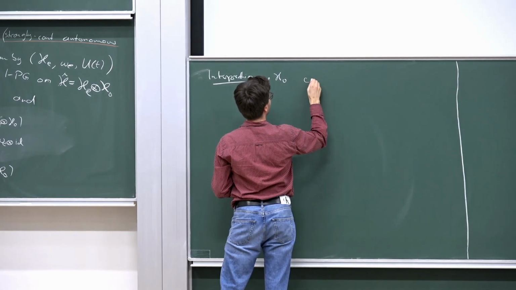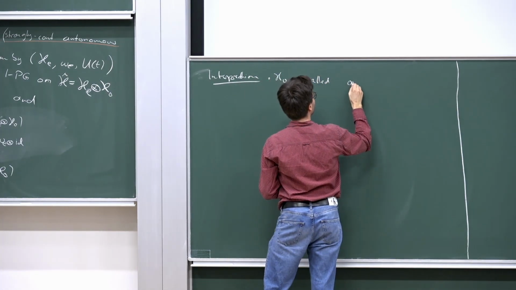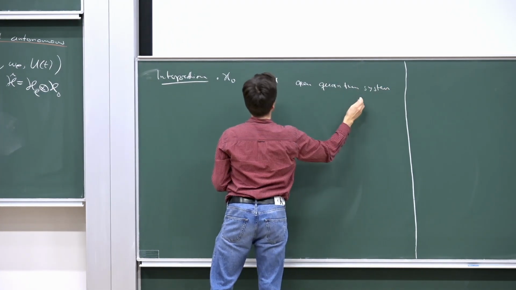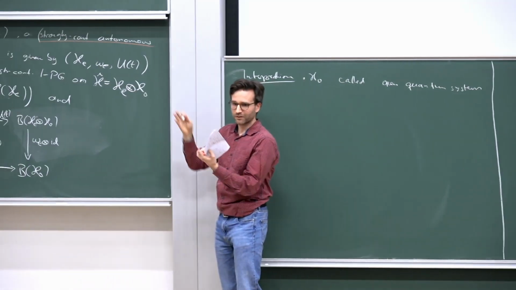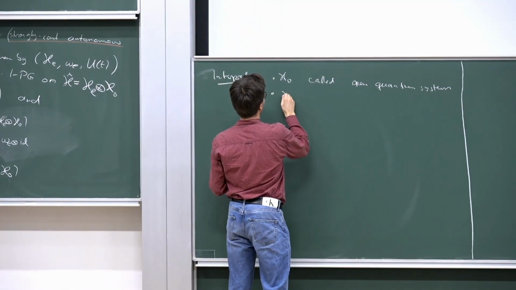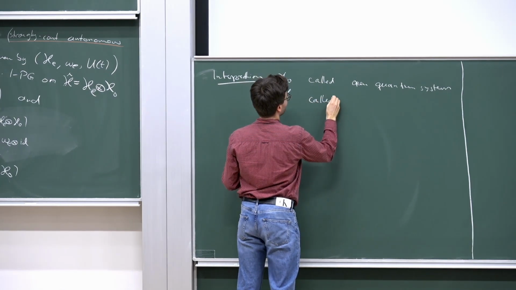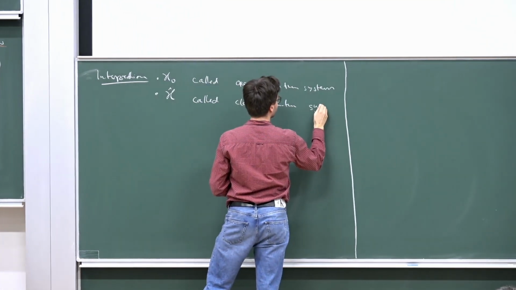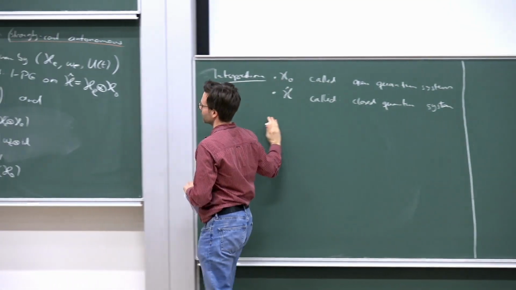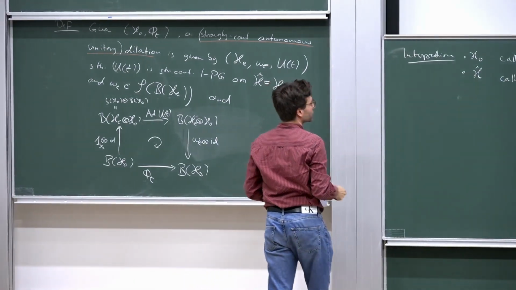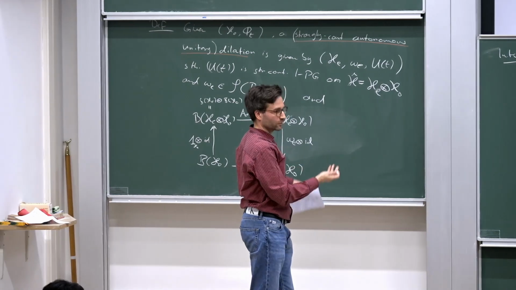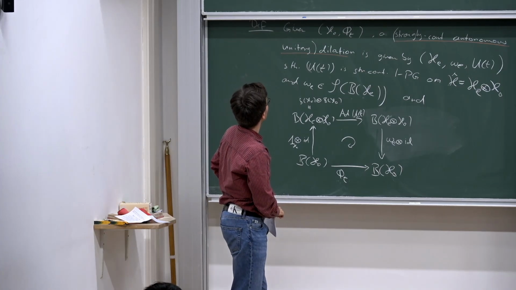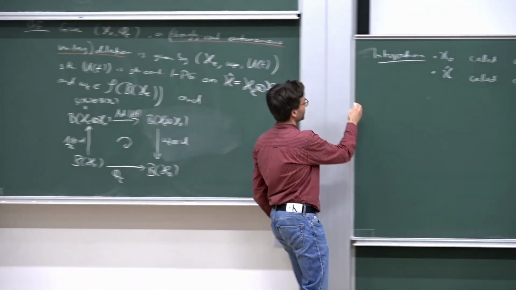H0 will often be called an open quantum system. Because it's not isolated, so there's some interaction with the environment, and the whole thing together, H hat, would then be called a closed quantum system. Okay, so that's what one physically sort of sees behind this, that such an irreversible time evolution should come from something reversible.